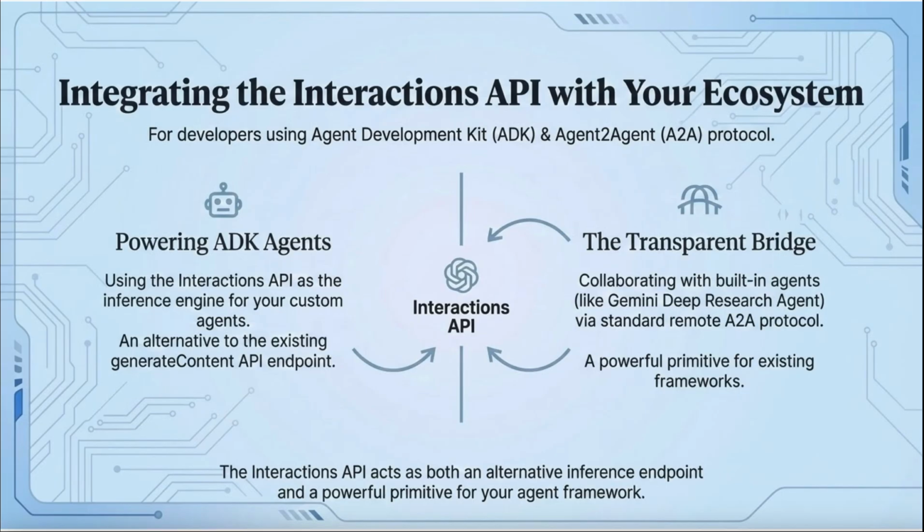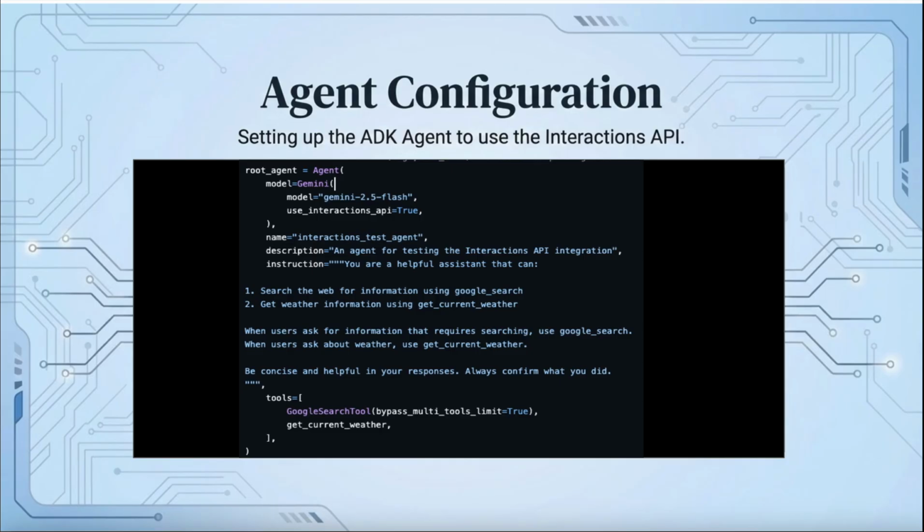So, if you're already building with the Agent Development Kit ADK or the Agent to Agent or A to A protocol, you might be wondering where exactly does this new API fit into my existing ecosystem? The answer is that it fits in two distinct ways. The Interactions API acts as both an alternative inference endpoint and a powerful primitive for your agent framework. Let's look at the first pattern.